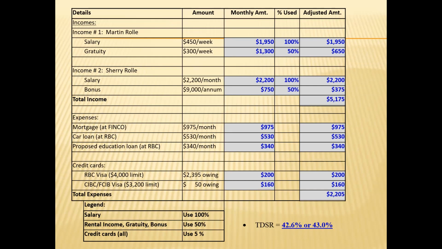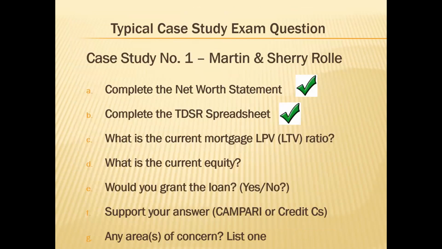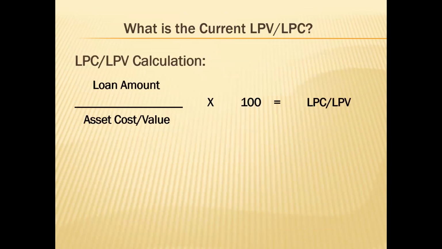So we've done the spreadsheet. Let's look at the current LPV. Here's the LPV or LPC calculation. The loan amount divided by the asset cost or value multiplied by 100 gives us the LPC or LPV, which is a percentage. Okay. So what is our numerator? That'll be the principal, the 76,935.